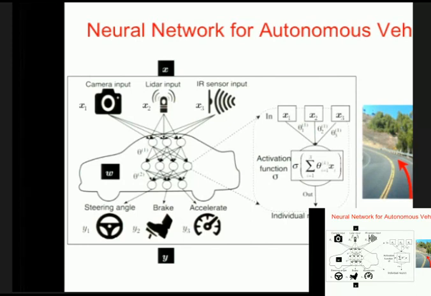X is the input. And then the output is Y. And Y is not just one output. We have the steering angle, the brake, the acceleration. All of these are the outputs. So the AI and machine learning is what is inside the car over here.